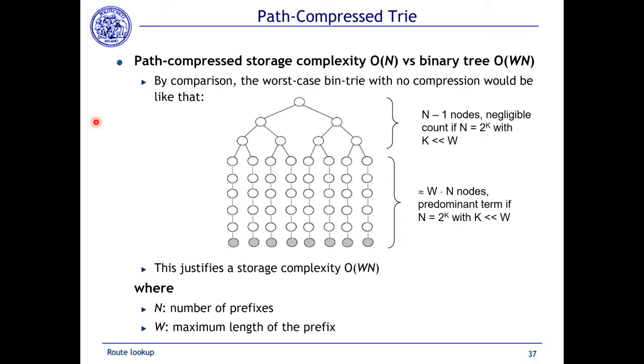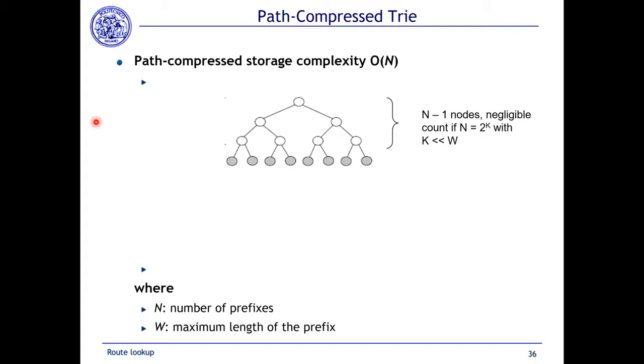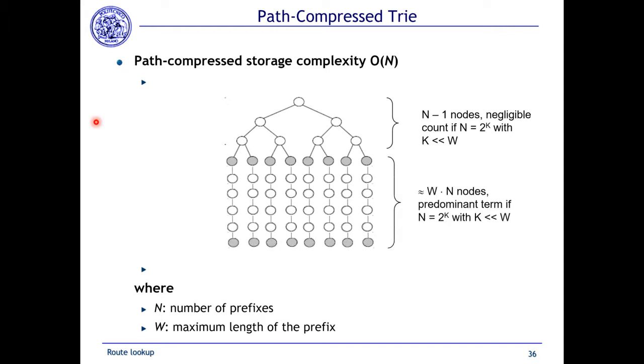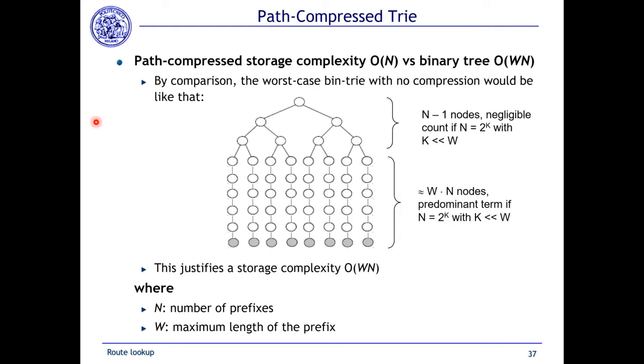And so the difference between the two complexity values is exactly given by the fact that when you compress everything, if you start from the scheme that we have introduced to justify the complexity of the uncompressed binary trie, and you compress everything, then you go back to this situation here. So you remove the big rectangle of white nodes. Okay, so it's quite understandable.